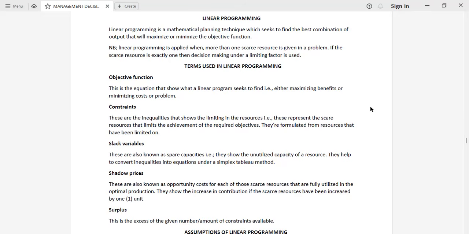We have a note that linear programming is applied when more than one scarce resource is given in a problem. In other words, if we have only one limiting factor, or one constraint, we apply decision making under a limiting factor. But if the limited resources or limiting factors are more than one, then we apply linear programming. So that's what we need to get clearly.